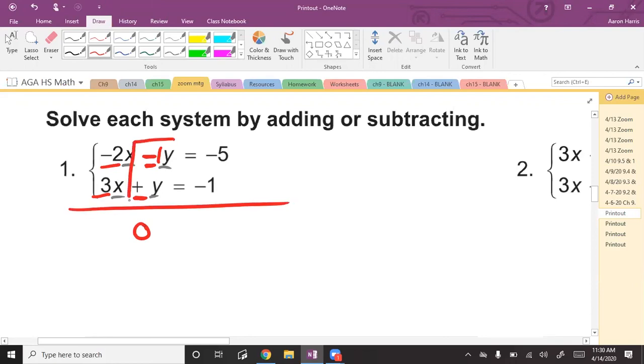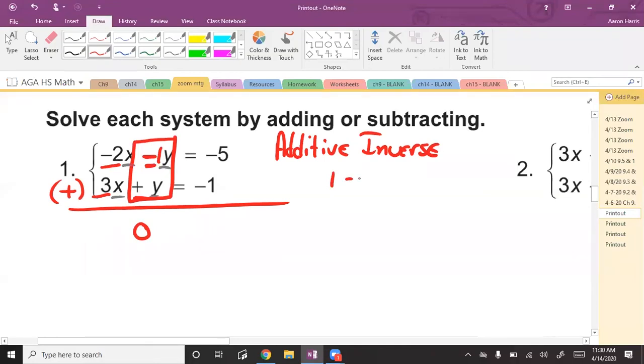So watch this. If I eliminate the y's, what am I going to do? Add or subtract the equations. You're going to add them. Why? This is something called additive inverse. So how do I get the 0 if I'm at positive 1? What should I do? If I'm at 1, how do I get to the number 0?